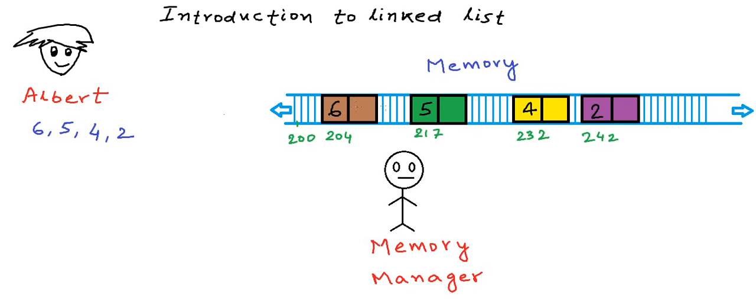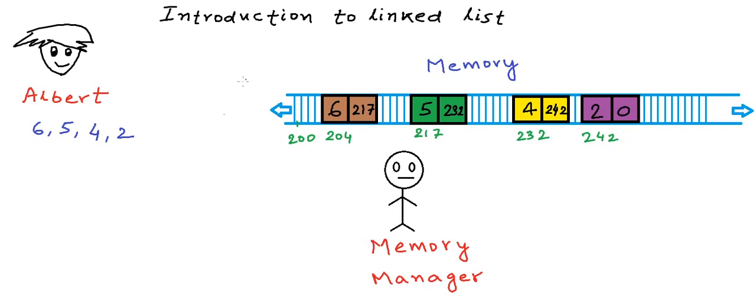In this example, in the first block, the address part would be 217, the address of the next block that stores 5, and in this next block or the second block, the address part would be 232. In the block at address 232, we will store the address 242, the address of the next block that stores number 2, and the block at 242 is the last block. There is no next block after this, so in the address part we can have address as 0. 0 is invalid address. 0 can be used to mark that this is the end of the list. There is no link to the next node or next block after this particular block.